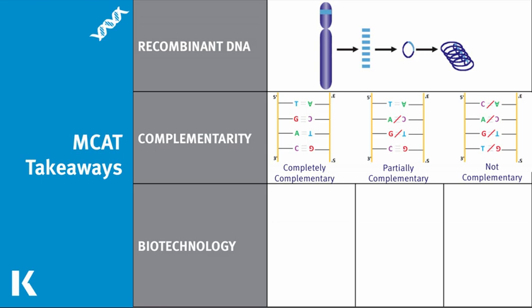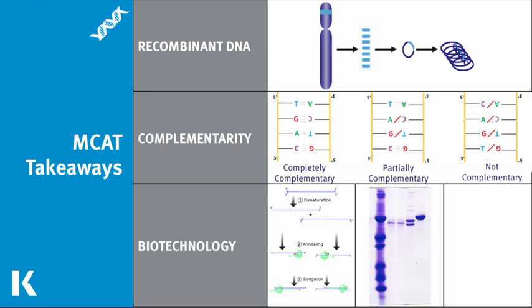Recombinant DNA and hybridization both play important roles in biotechnology. PCR increases the amount of DNA through denaturation, hybridization, and elongation. Gel electrophoresis can help identify the length of a DNA fragment, while Southern blotting can identify unknown DNA fragments using hybridization.